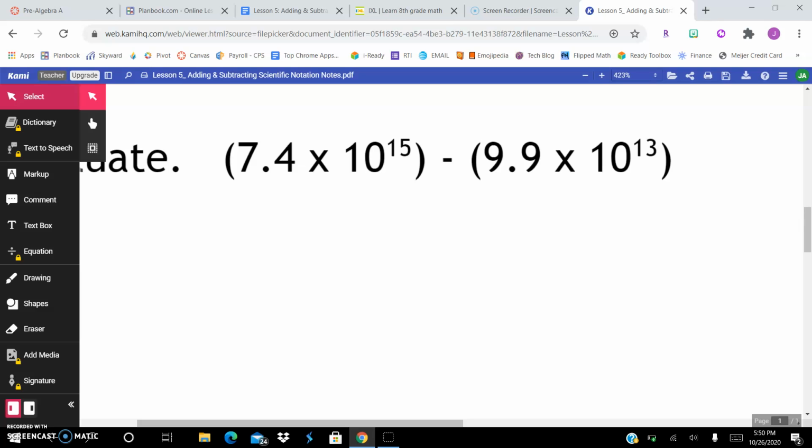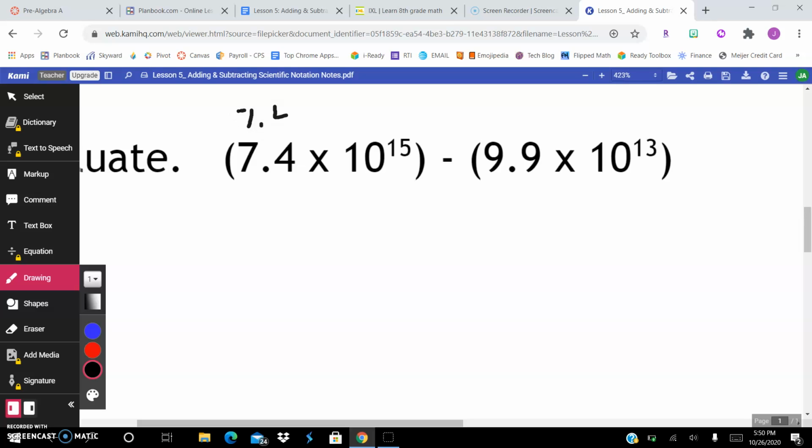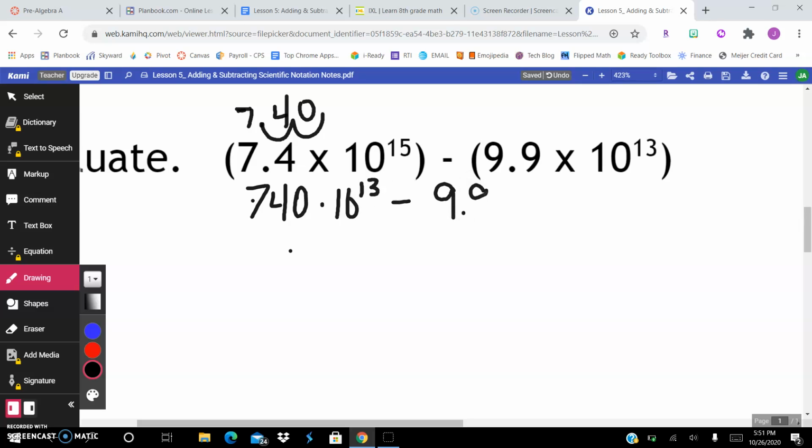So I'm going to take this 7.4 and I want to make it into an exponent of 13, so I have to move it twice. So 1, 2. So this is 740 times 10 to the 13th minus 9.9 times 10 to the 13th. So I'm going to line up the numbers out front. 740 minus 9.9.